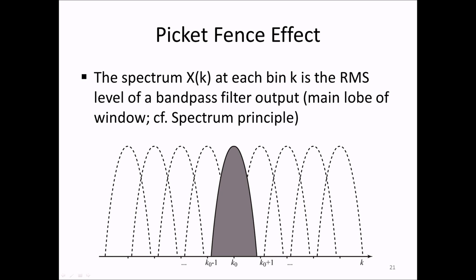Second, to understand the effect of the DFT on a broadband signal, that is a signal with continuous spectrum, such as a random signal, it's easy to see these effects by thinking of the picket fence effect. So this is another very important view of the DFT.